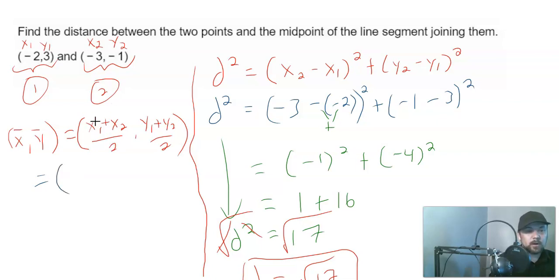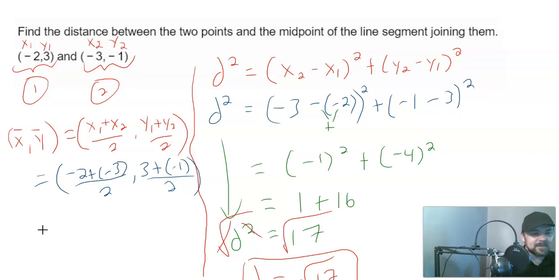So we have x1, which is negative 2, plus x2, which is negative 3. Divide that by 2. For the y-coordinates, we have y1, which is 3, plus y2, which is negative 1. I kind of stutter because there's 2's and 1's and 3's on those. The numbers are kind of getting jumbled up in my mouth. All right. And so we have -2 plus -3. That's going to be -5 divided by 2.